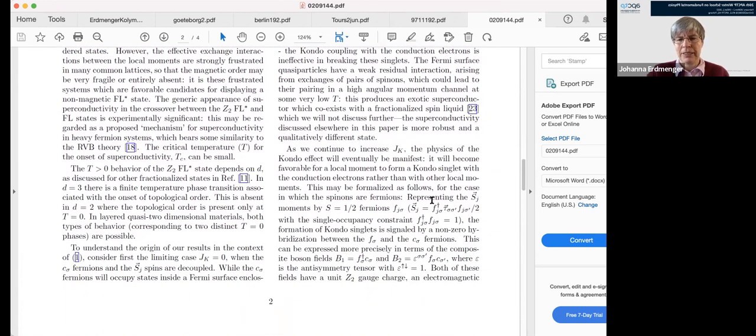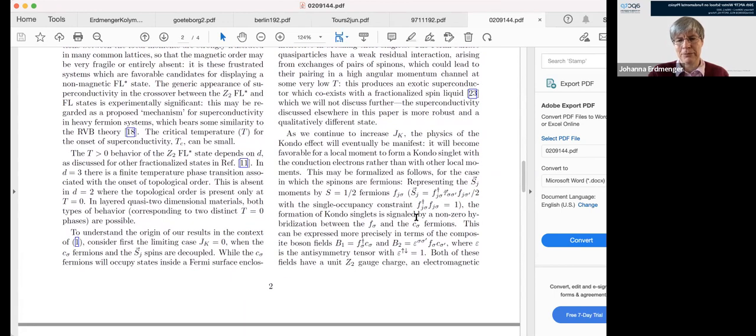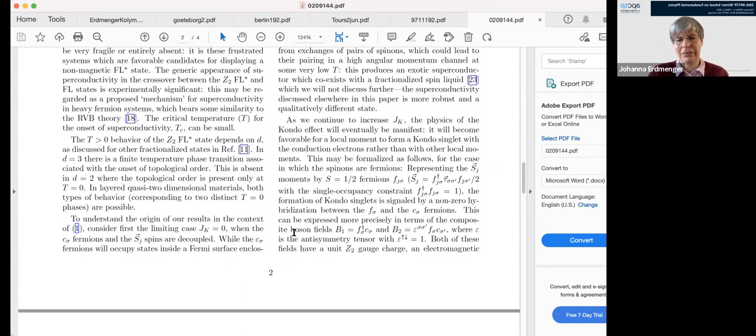They say representing the S moments by spin one-half fermions here. This F is like our chi, and they impose a constraint, which is very similar. And then they introduce these boson fields, which is like our field O. It's exactly the same. This is a fermion, this is an electron, and this is the fermion which they introduce here.